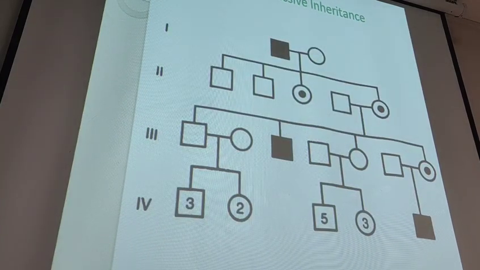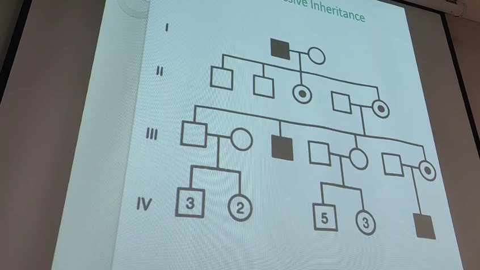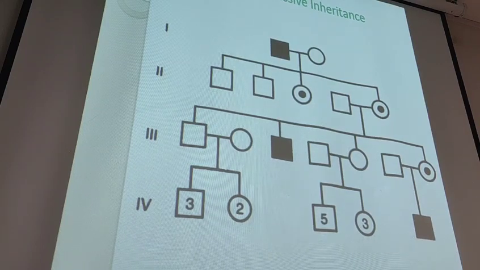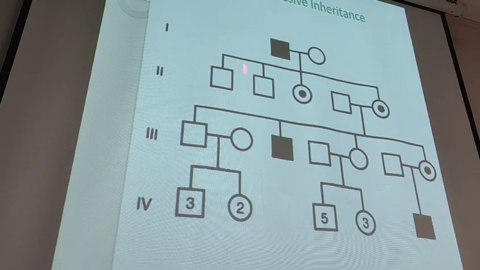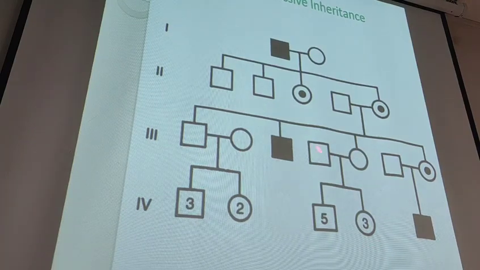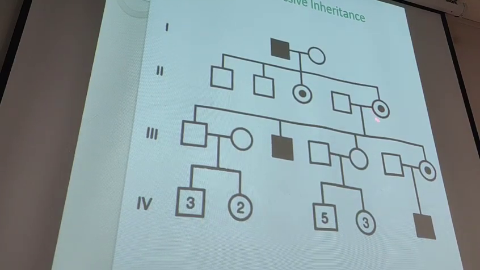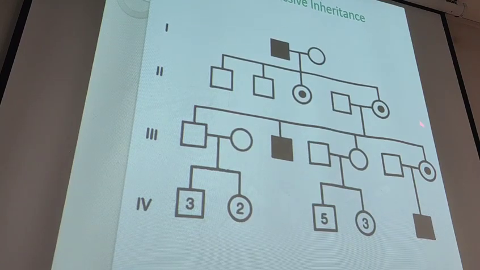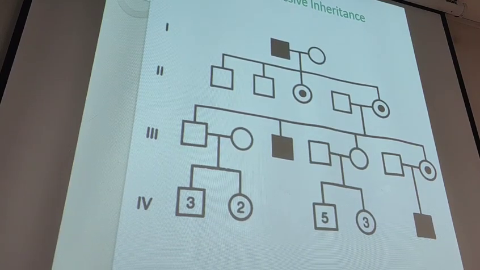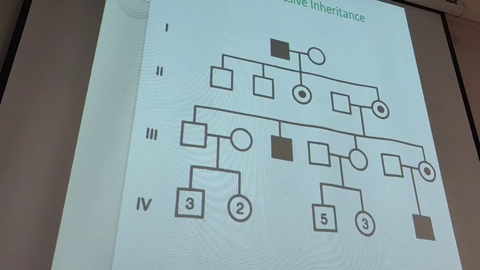This is an example pedigree for X-linked recessive. You can see affected males only, okay, carrier females, okay, and we do not have any affected female in the pedigree. The females are carriers.